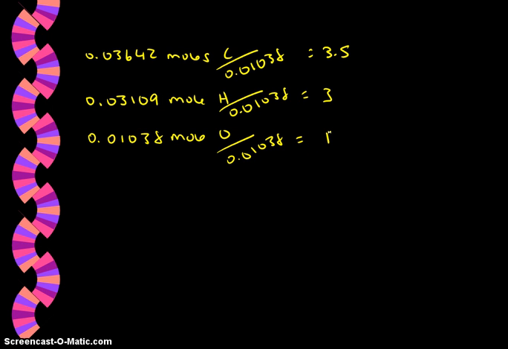That's not a simplest whole number mole ratio. And we can't just take 3.5 and round it up. So sometimes what we might have to do is multiply that ratio by some whole number to give us a whole number ratio. So if we multiply all of these numbers by 2, that'll give us a 7 to 6 to 2 ratio. And that's a whole number ratio. So our empirical formula is C7H6O2.